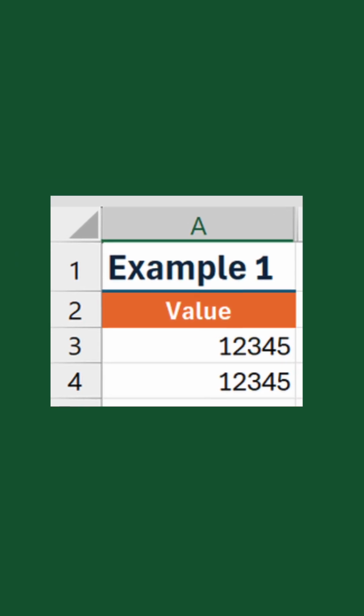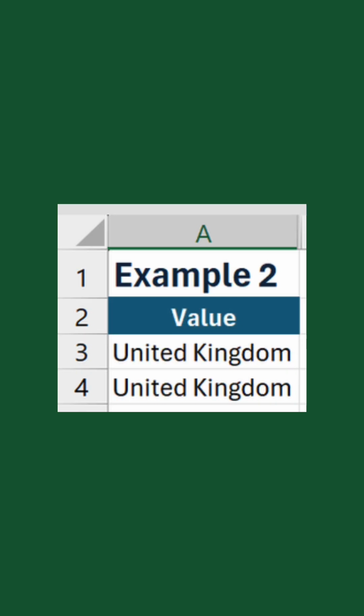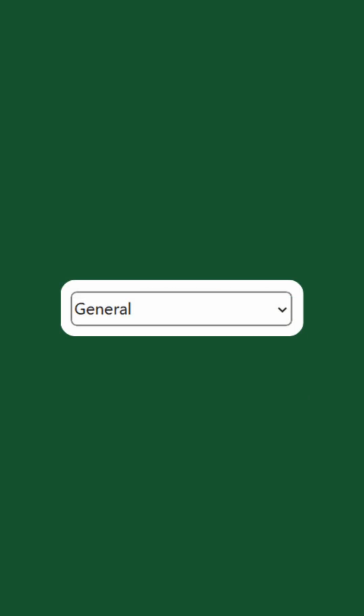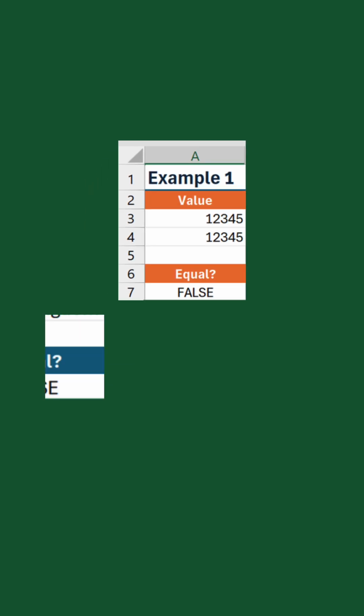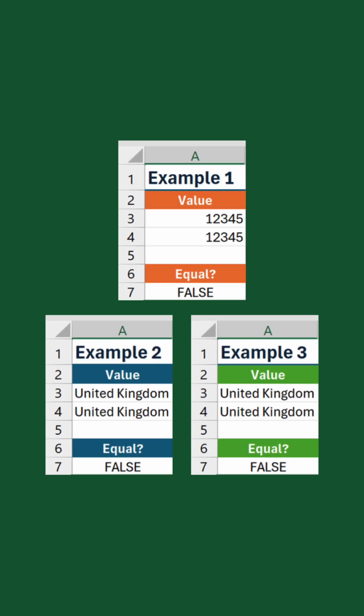We have 2 numbers that look identical, 2 text values that look identical, and 2 more text values that look identical. All of these values use the general number format. But when we do an equality test, they return false. Why can that be? Let's start with the first example.